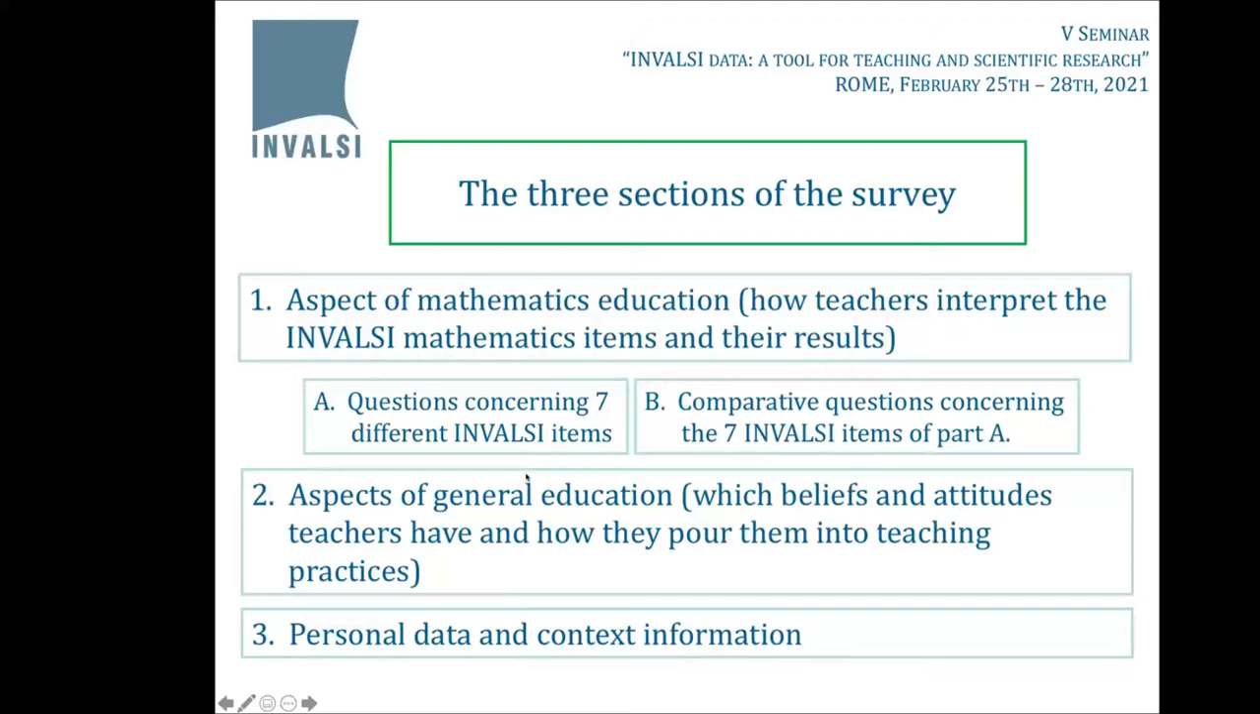In the first part, seven INVALSI items of grade 5 or 6 are presented in their original formulation. For each of them, questions aim to investigate the teacher's pedagogical knowledge of the mathematical content: misconceptions, recurring errors, level of difficulty. In the second part, comparative questions are proposed on the proximity or remoteness of the seven INVALSI items from teaching practices and national guidelines, and on the effectiveness of the considered seven INVALSI items in assessing certain skills.